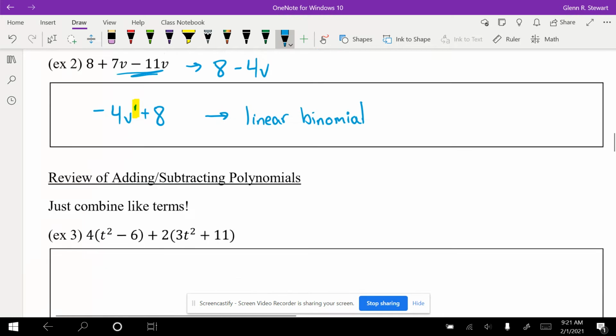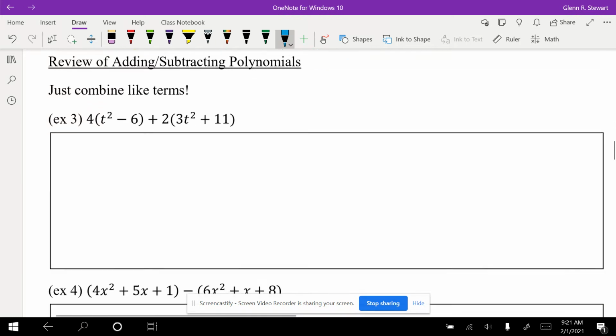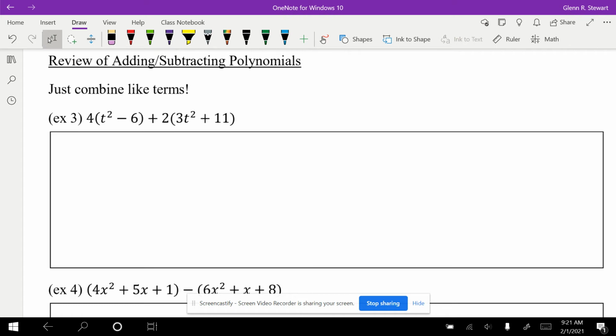Okay, part 2 of the notes, we're just going to review adding and subtracting polynomials. I'm just going to take you through a couple quick practice problems that you've probably seen before or done before in math, especially whenever you were in geometry. Combining like terms, one of the first things that you want to do is make sure that you distribute anything that might need distributed.